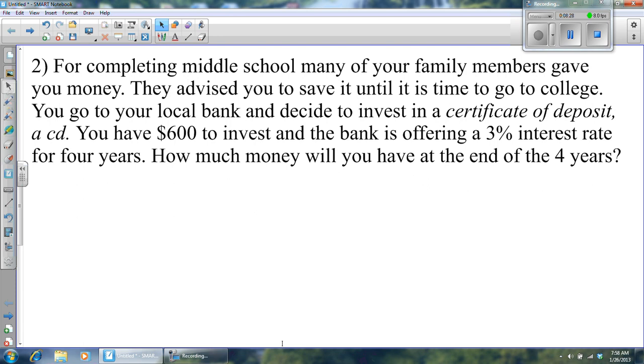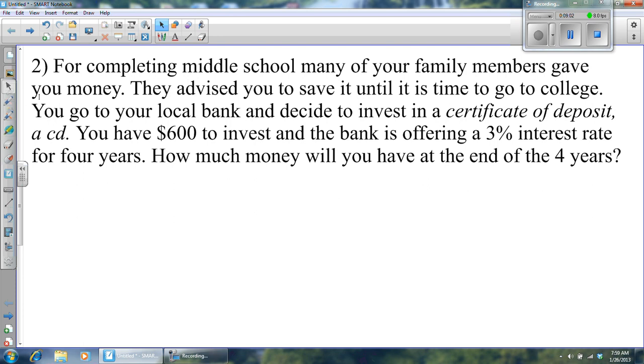Like right now, if you go open a savings account, I think the interest rates are probably like 0.25%. They're not even 1%. But if you're willing to let a bank have your money without touching it for, say, 2 years or 5 years, they'll give you more interest. The longer that you give it to them, the better interest you'll receive. So let's suppose you had $600 to invest, and the bank was going to offer you a 3% interest rate annually for 4 years. How much money will you have at the end of the 4 years?